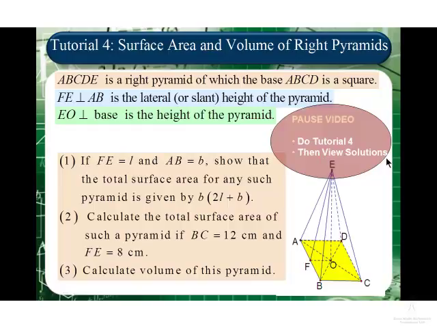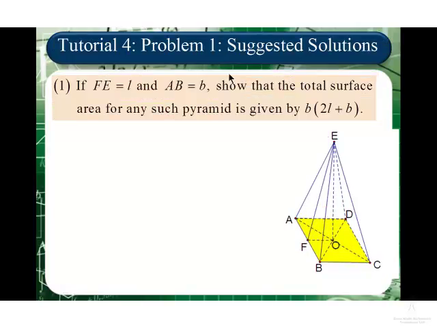Now let's have a look at the suggested solution for the problem in tutorial 4, that is part 1 of the problem. In this case, we had to show that the total surface area of the given pyramid is given by the formula b times in brackets 2l plus b, where FE, the slanted height, is l, and AB, that is the side length of the square base, is small b. So let's see how we go along in doing that.